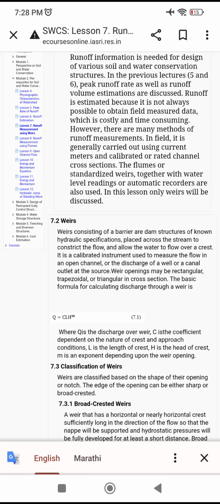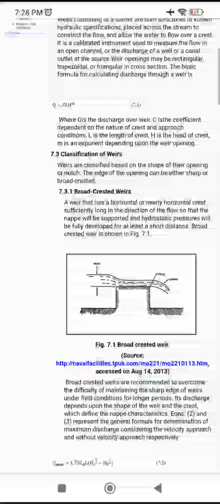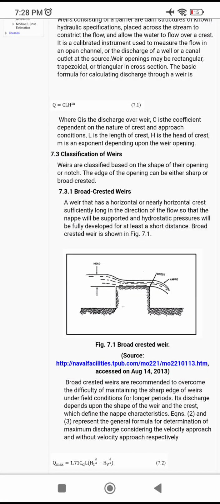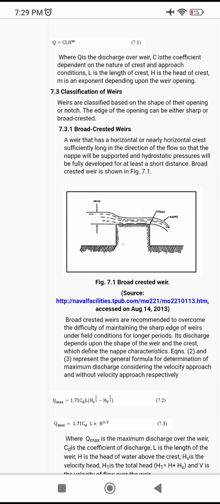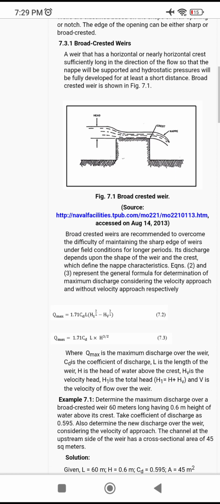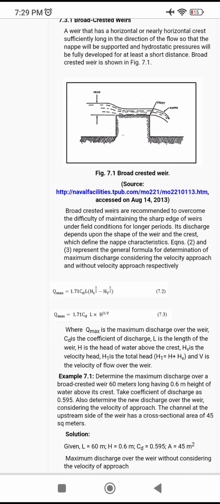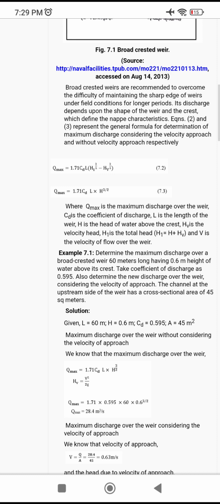Now this is an important topic, weirs, runoff measurement using a weir. The proper formula is Q is equal to C L H raised to M, where M is an exponent depending upon the weir opening. Classification of weir, broad crested weirs: a weir that has a horizontal or nearly horizontal crest sufficiently long in the direction of the flow so that the nappe will be supported and hydrostatic pressure will be fully developed for at least a short distance. This is a broad crested weir. In this case your equation will be Q max is equal to 1.71 C D L into H raised to 3 by 2.